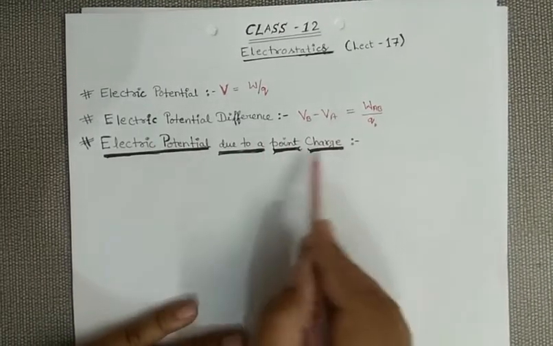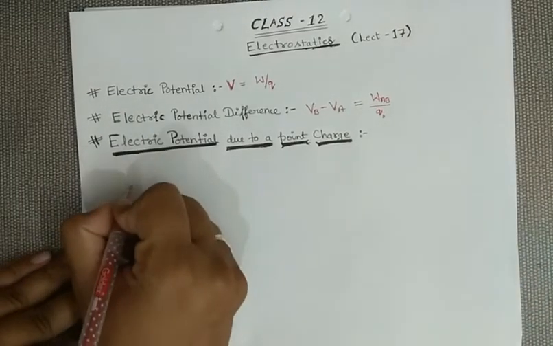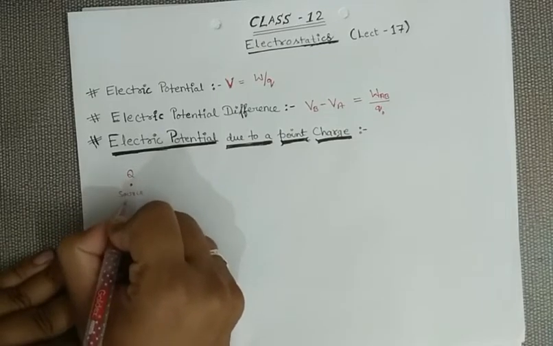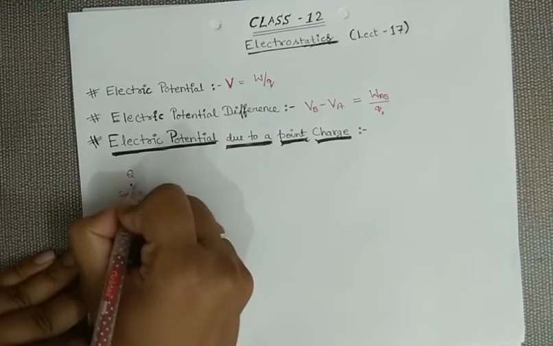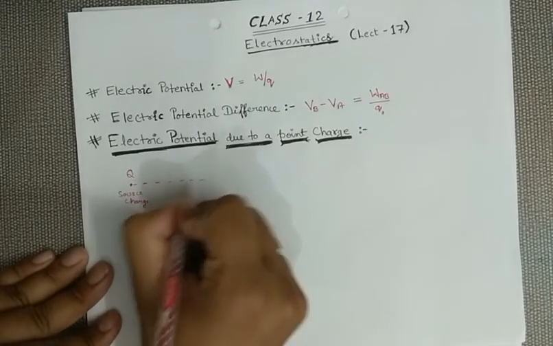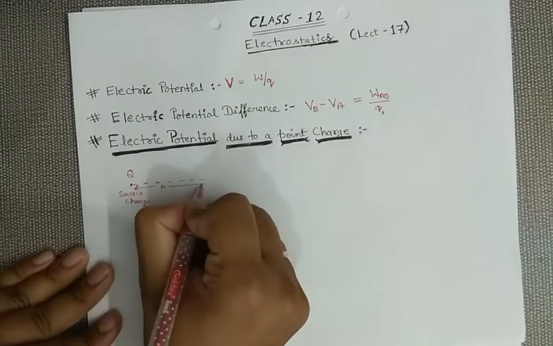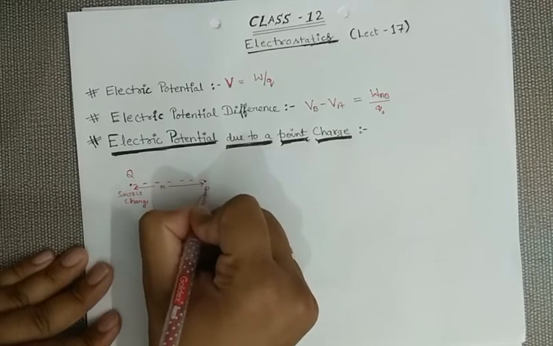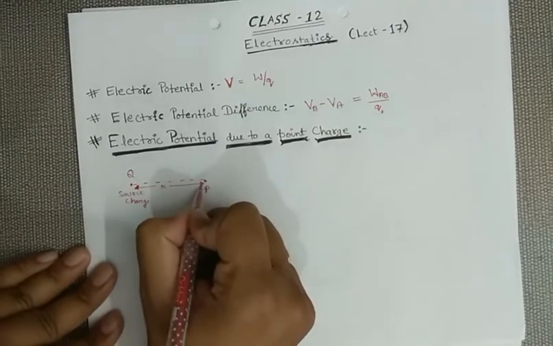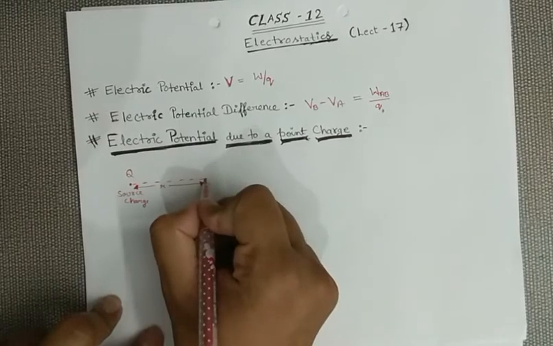Now what is the potential due to a charge? Try to understand it with a diagram. Let this be our charge and let's name it the source charge Q, at a distance of small r, this is our point P. We have to find the potential at this point P because of this charge Q, and we know the definition.